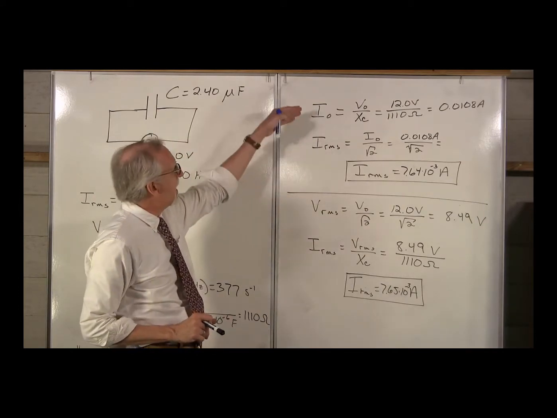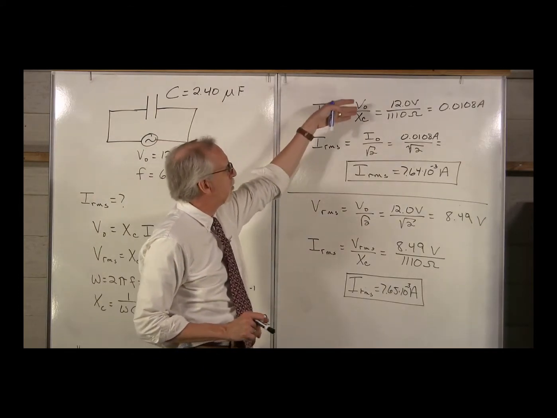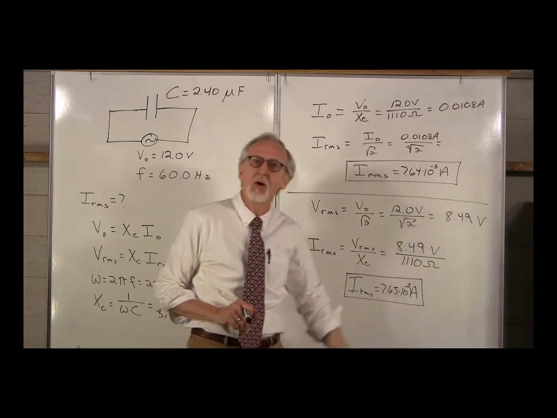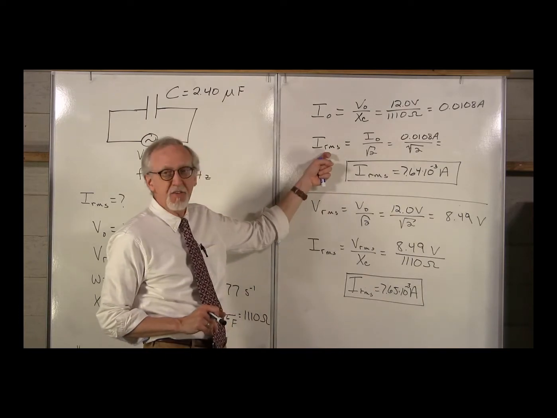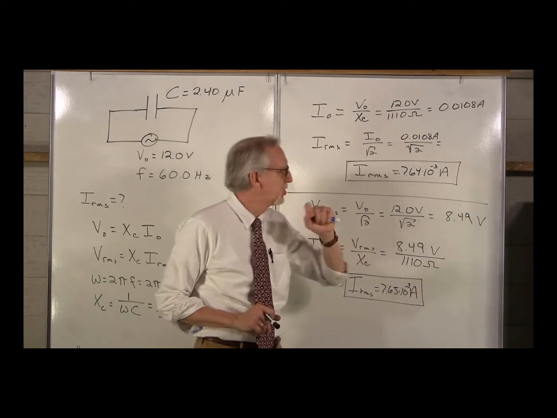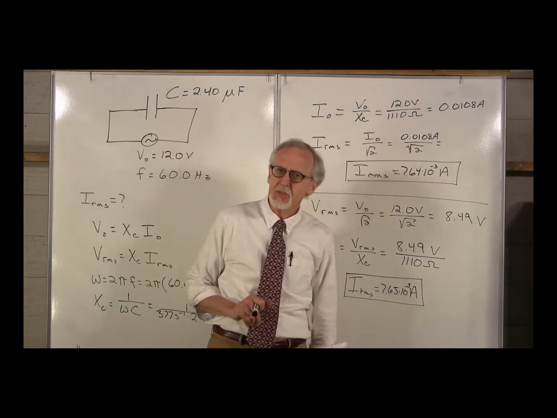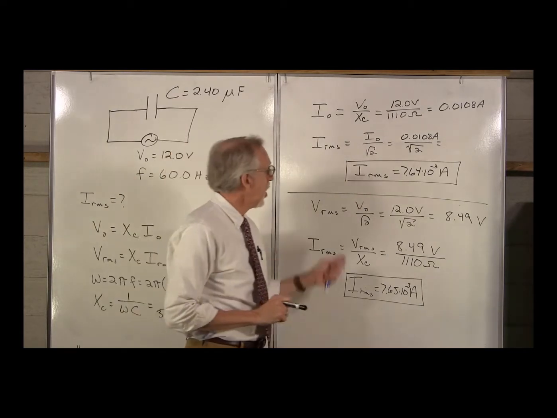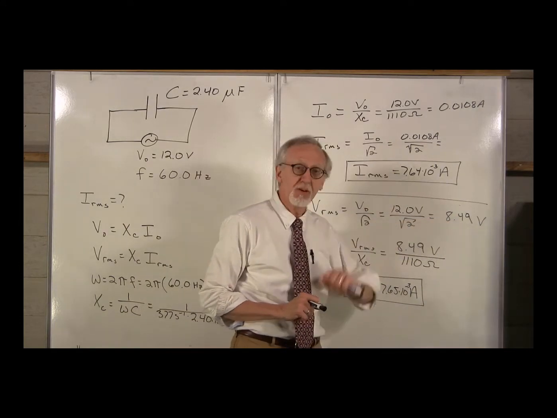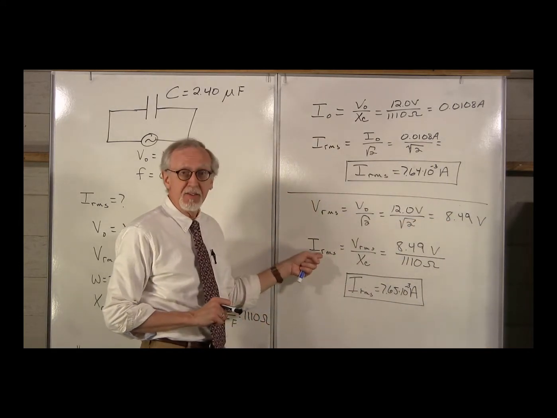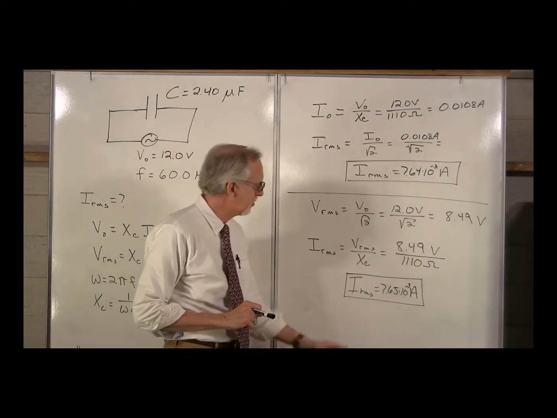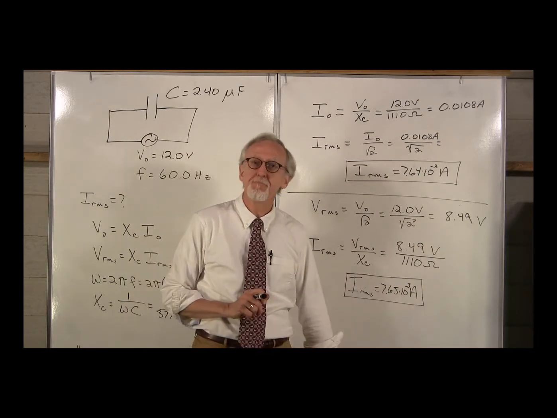We could do this either one of these ways. I0 is V0 over XC, which is 12 volts over 1,110 ohms, which is 0.0108 amps. The RMS value is the amplitude over root 2, or 0.0108 amps divided by root 2, which is 7.64 times 10 to the minus 3 amps. Or VRMS is V0 over root 2, 12 over root 2, which is 8.49 volts. And then IRMS is VRMS over XC, 8.49 over 1,110 ohms, which is 7.65 times 10 to the minus 3 amps.